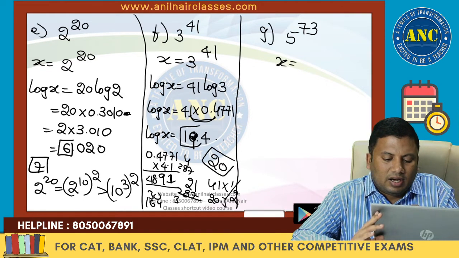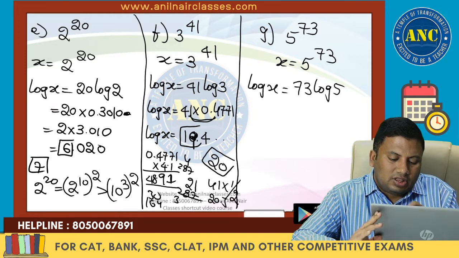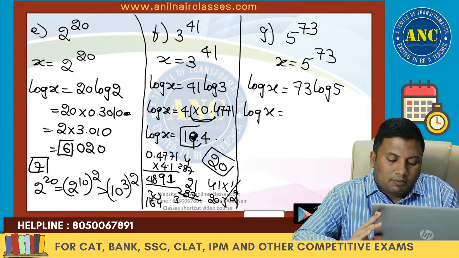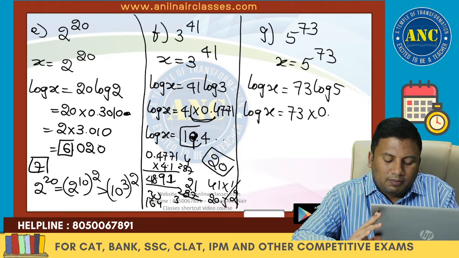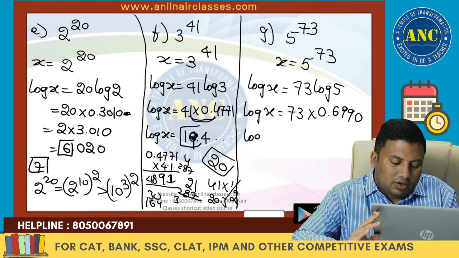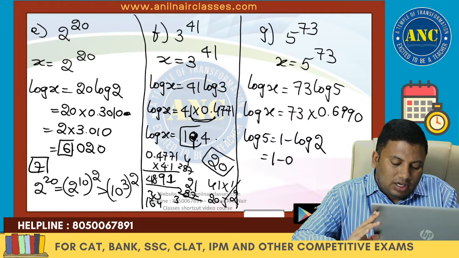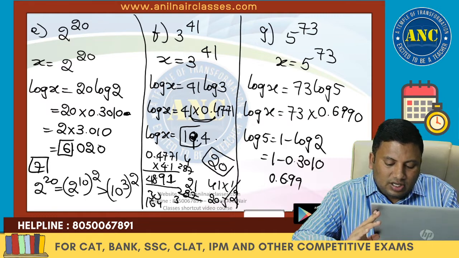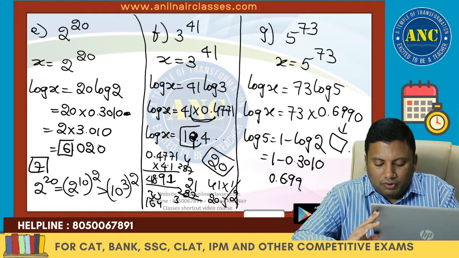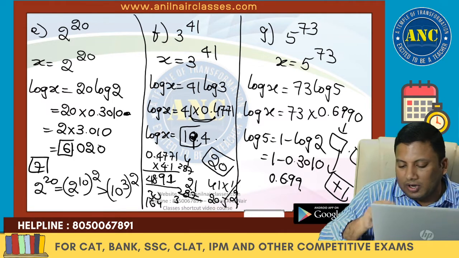Similarly, x equivalent to 5 power 73. Log x equivalent to 73 log 5. Log 5 is nothing but 1 minus log 2, which is nothing but 0.6990. In case you have a doubt, log 5 is nothing but 1 minus log 2. Log 2 value is 0.3010, which gives 0.6990. Whatever answer you get before the dot, that is the characteristic, add 1 to it.